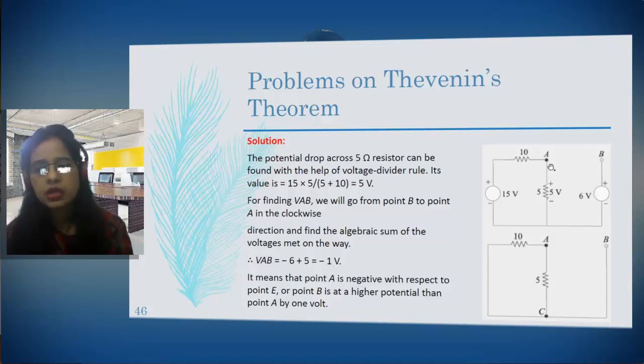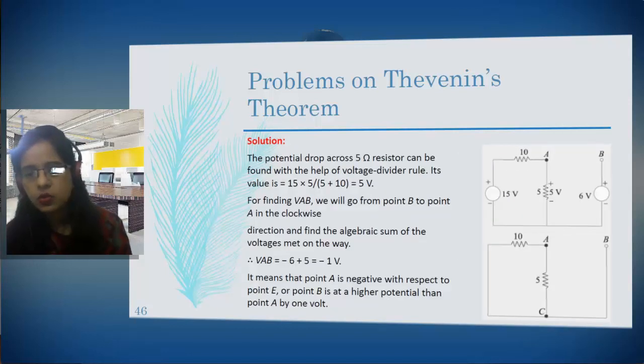Now for finding VAB, the voltage across AB, we will go from point B to point A in the clockwise direction like this. VAB is always VB minus VA. If I start with VB, it is minus 6 because it is dropping, and here it is a rise, so it will be plus, minus of 1 volt. So the voltage across A and B will be 1 volt. It means that point A is negative with respect to point B, or point B is at higher potential than point A by 1 volt.